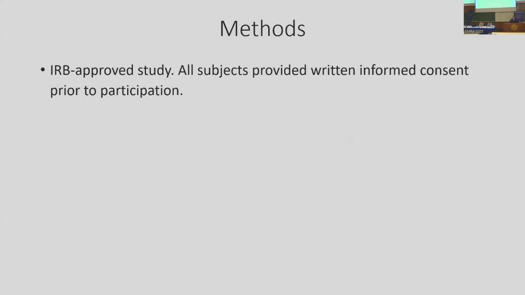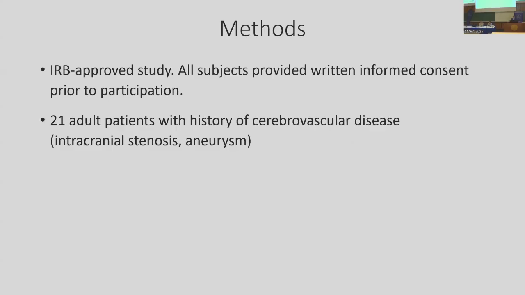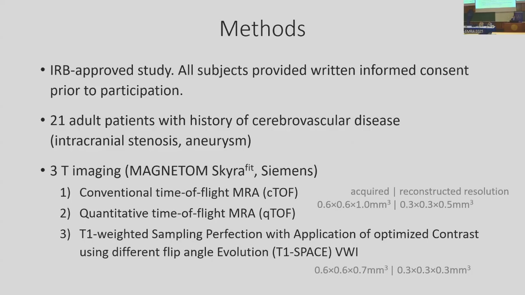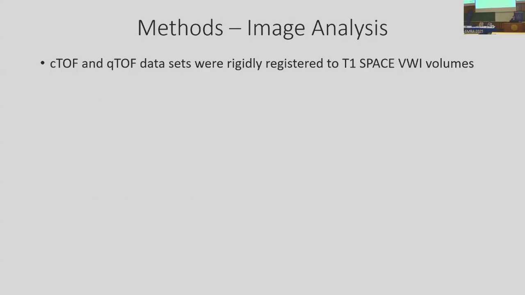So this was an IRB-approved study, and we included 21 adult patients with a history of cerebrovascular disease, primarily patients who had known intracranial stenosis or an intracranial aneurysm. We imaged at 3T using 3 imaging sequences: conventional time of flight MRA, quantitative time of flight MRA, and a T1 SPACE dark blood MRA or vessel wall imaging exam, and all these scans were acquired without contrast.